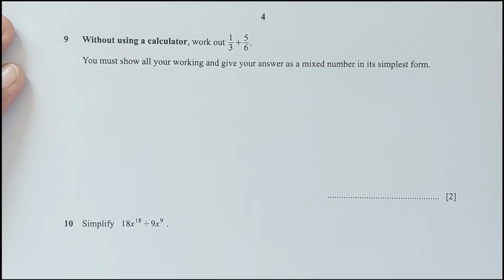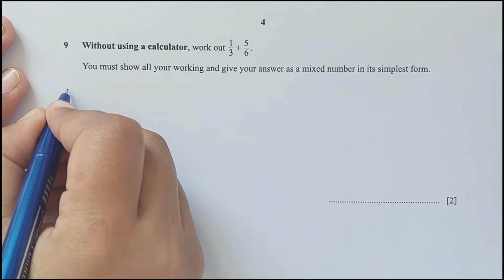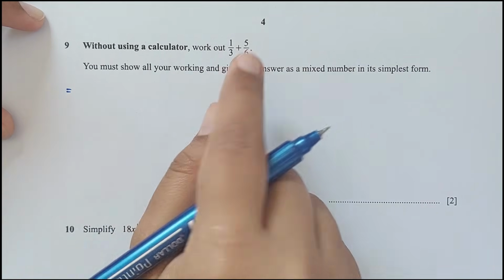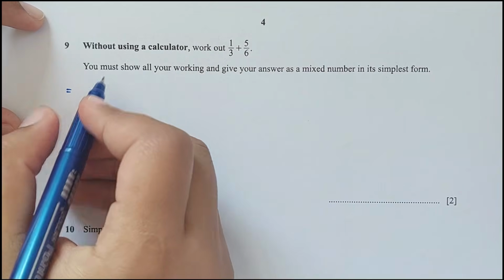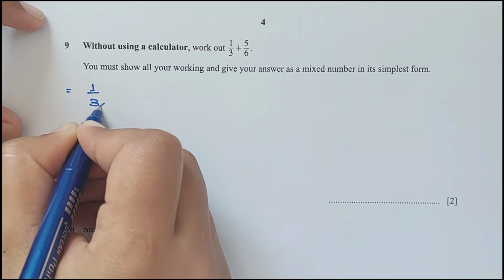Question number 9. Without using a calculator, work out 1/3 plus 5/6. You must show all your working and give your answer as a mixed number in its simplest form. Okay, first we have to make the denominators the same. The denominators are 3 and 6. The common denominator is 6. So 1/3 is multiplied by 2.